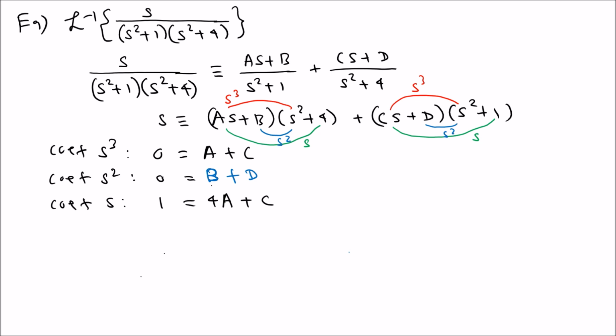Now we're going to go with the constant. Constant means the coefficient of s to the power 0. So just say constant, or just plug in s equals 0. That's the same thing. You can plug in s equals 0, or look at the constant terms. So I'm going to say substitute s equals 0. That's pretty much the constant term.